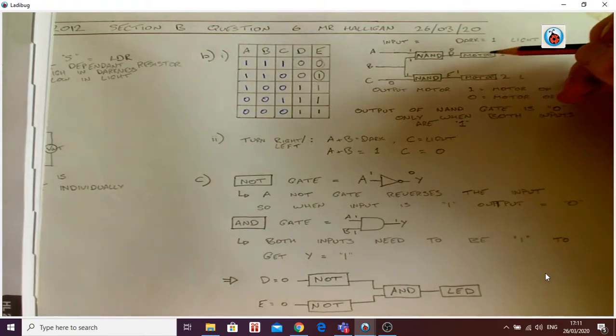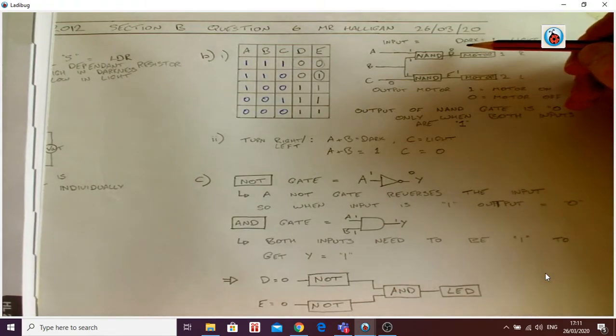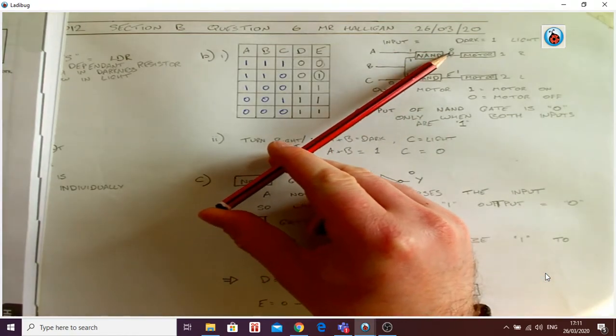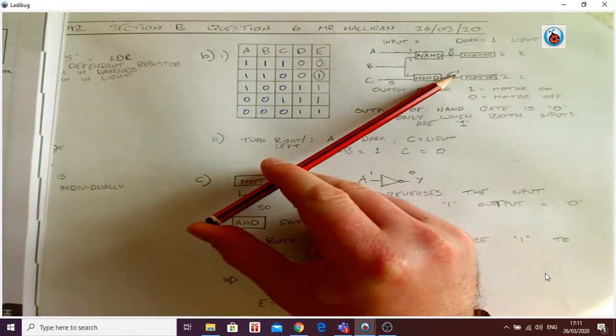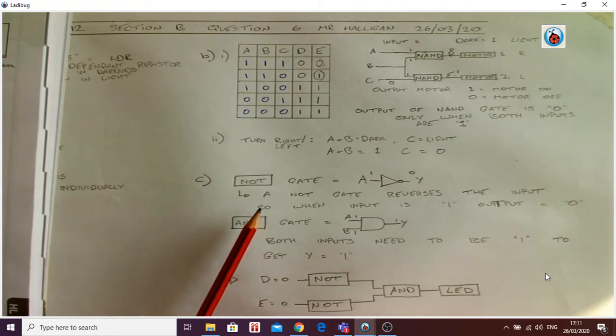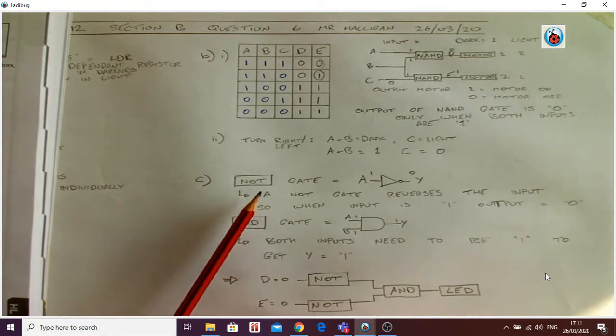So, if we go back up here, we can see that this has to be 0 here and this has to be 0 here for both motors to be turned off. Now, I'm just going to, I put a few bits of information down here.